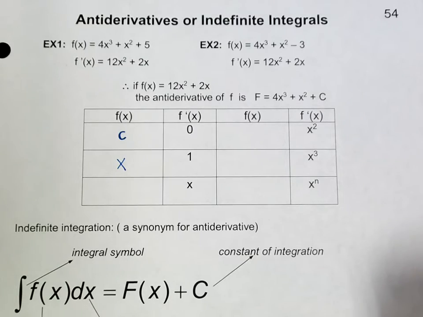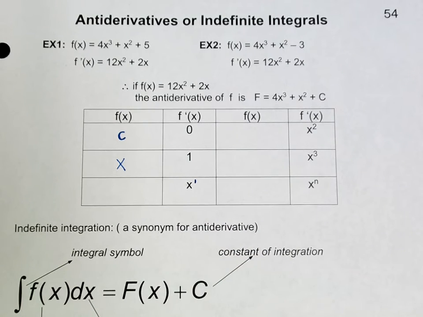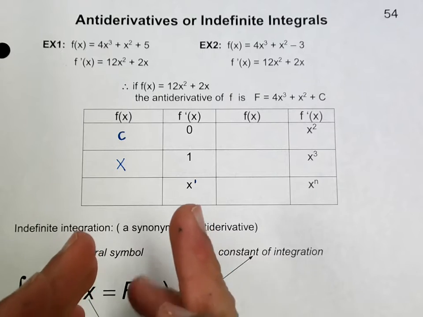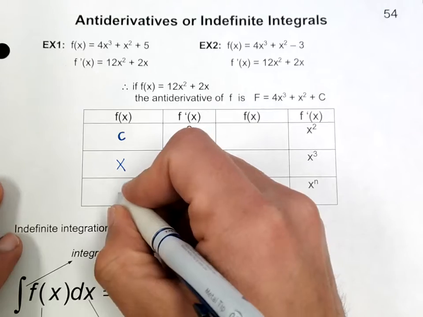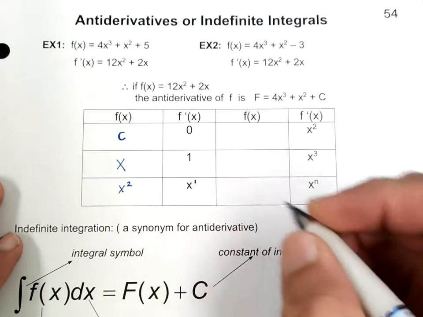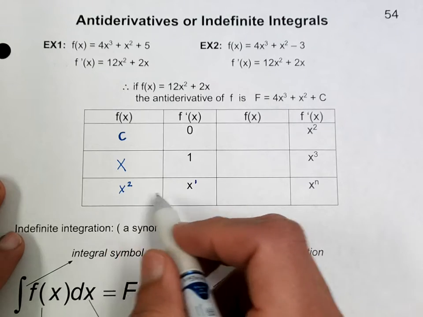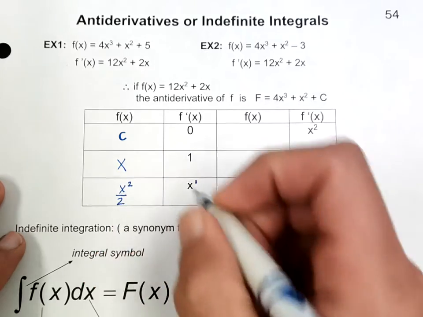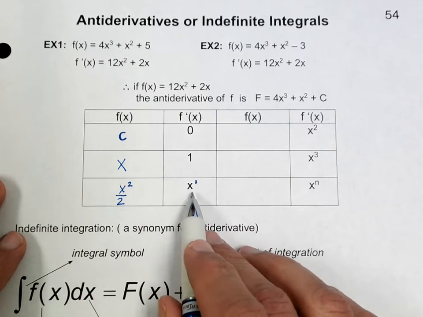Now if I take a derivative and I get an x, to be precise, x to the first power, remember that the derivative is 1 degree less, so this original function must be 1 degree more. So if this is x to the first, this is x to the second. But think about it, if I take the derivative of this, I get 2x. I don't get just x. So what I can do is divide by 2. Notice that if I take the derivative of this, 2x divided by 2, I get x.